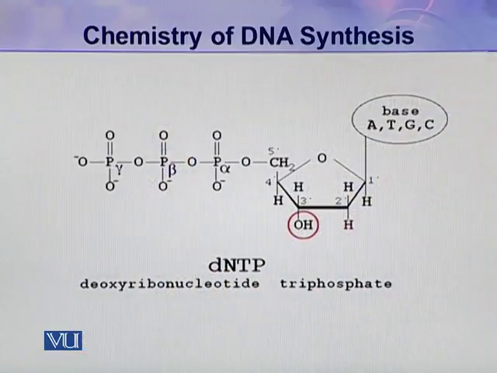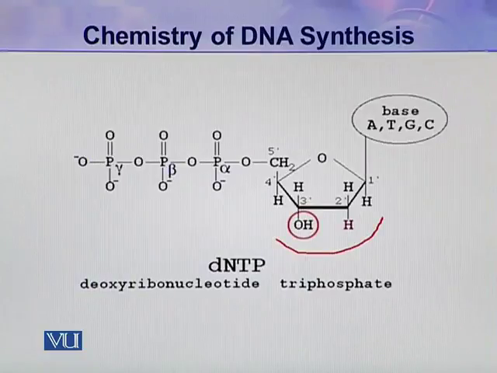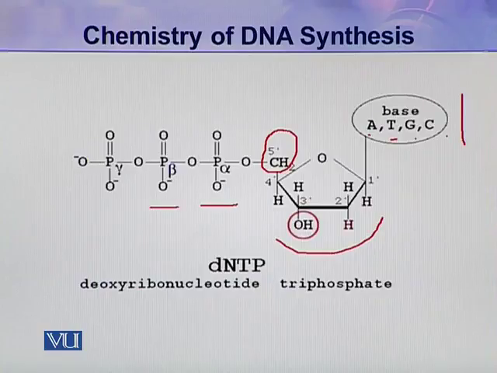As you can see in this figure, this is the deoxyribose sugar, and it contains one base, and the base may be adenine, thymine, guanine or cytosine. Any one of these four bases may be present, attached to the 1' of this deoxyribose sugar. And to the 5' of this sugar, three phosphate groups, 1, 2, 3, are attached.